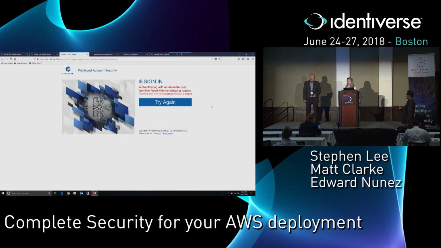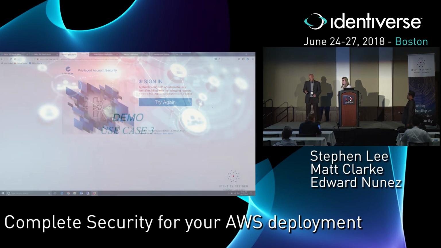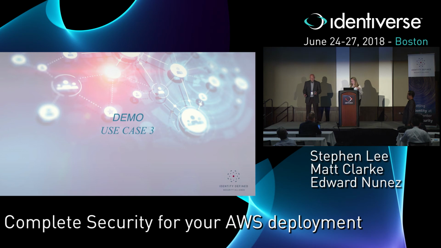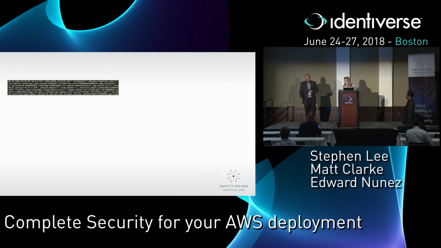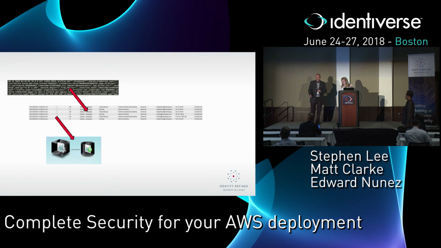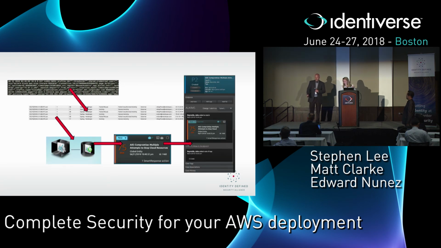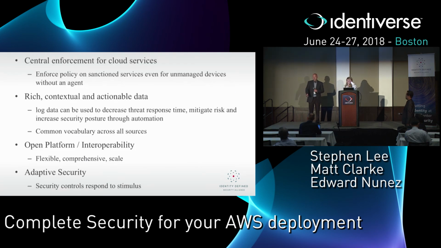So if we could go back to the slides one last time. There's a couple of slides I guess we'll skip right over. There we go. All right. And so when we take a look here, here's the follow-up piece. What are the takeaways? So central enforcement point for cloud services, doing that on sanctioned services with unmanaged assets.